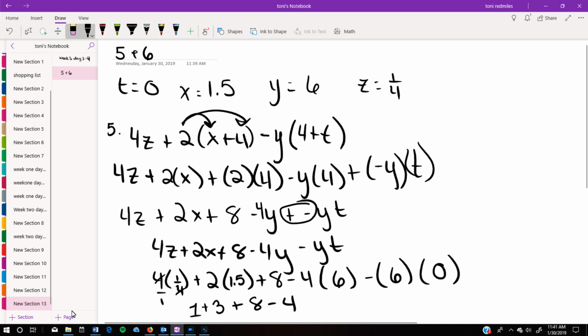Oh, I got ahead of myself. 4 times 6 is 24. And 6 times 0 is 0. So let's do this math. That's 4 plus 8 minus 24. This is going to give me 12 minus 24. It's going to give me a negative 12.